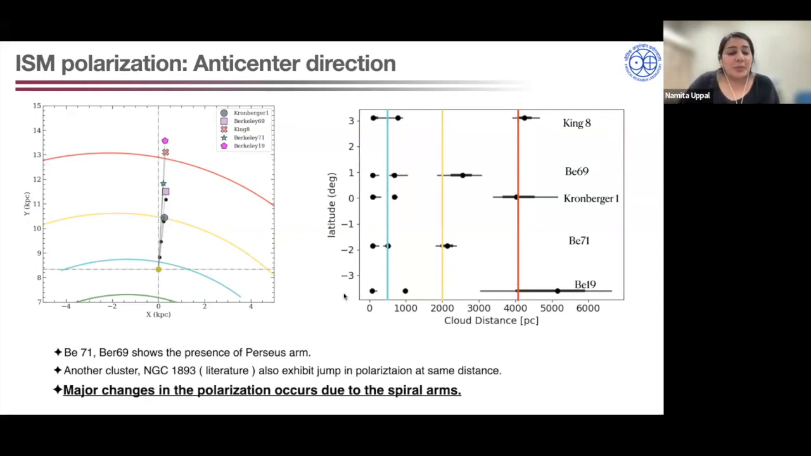So most of the polarization information, or the changes occurring, are due to the dust present in the spiral arm. This is only in one direction. If we can somehow trace the whole galaxy in this way, we can get information about the spiral arms, and in that way we will be able to trace the complete spiral arm structure of the galaxy.